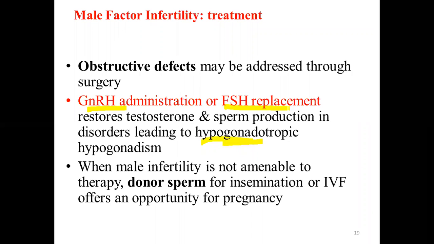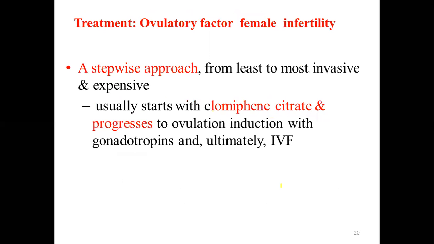When male infertility is not amenable to all those treatment modalities, you can consider either donor sperm for insemination or in vitro fertilization. So those are the options. Depending on the will of the patient, maybe you can consider donor, or if not, you try in vitro fertilization. So those are the options of treatment to manage male factor infertility.